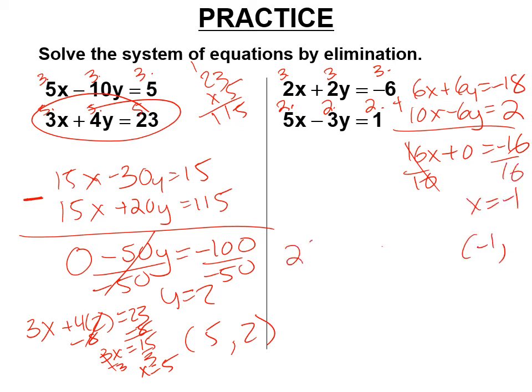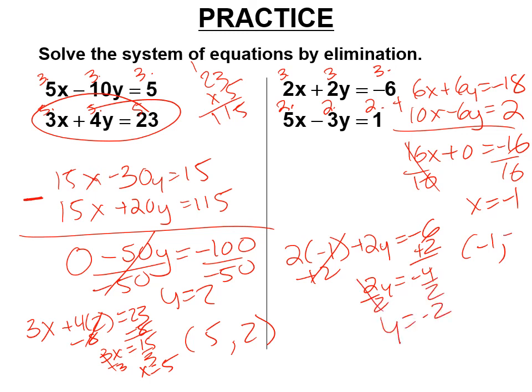I'll put that in the top. 2 times negative 1 plus 2y equals negative 6. So that's negative 2. So I'm adding 2 to both sides. 2y equals negative 4. Divide by 2. Y equals negative 2. That's where they intersect.